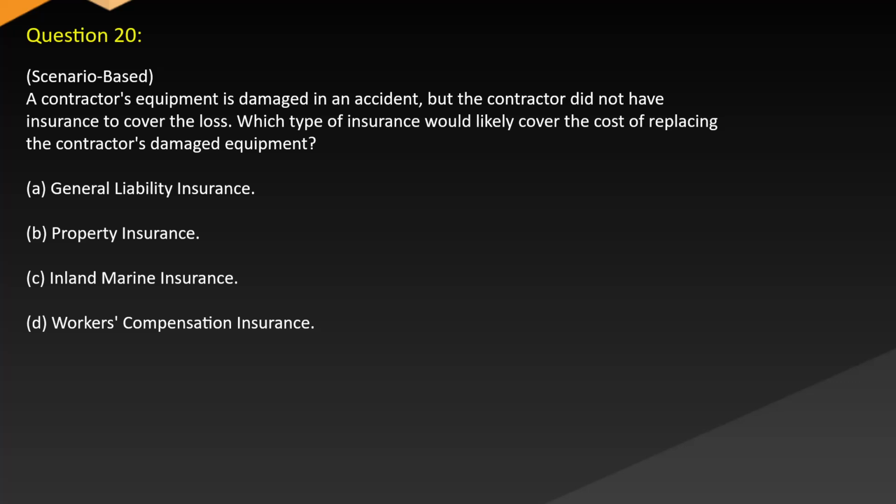Question 20 is scenario-based. The contractor's equipment is damaged in an accident, but the contractor did not have insurance to cover the loss. Which type of insurance would likely cover the cost of replacing the contractor's damaged equipment? A. General liability insurance. B. Property insurance. C. Inland marine insurance. D. Workers' compensation insurance.